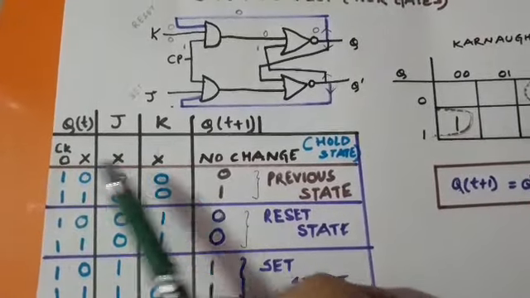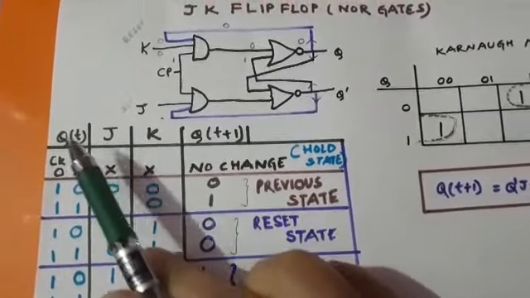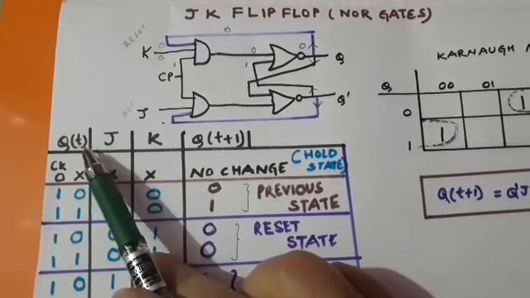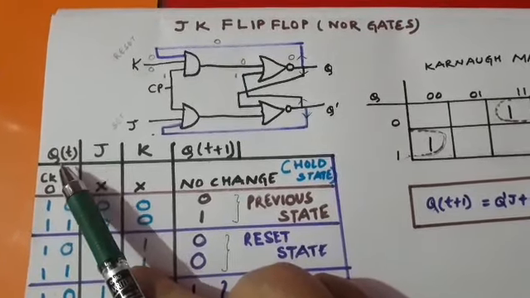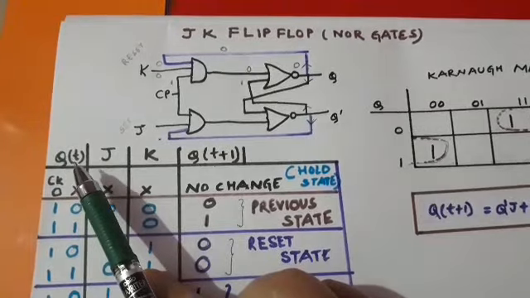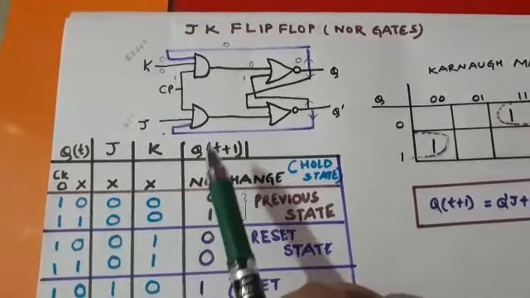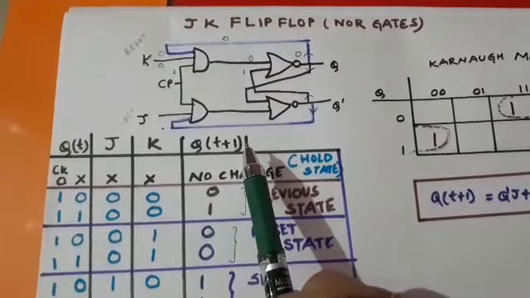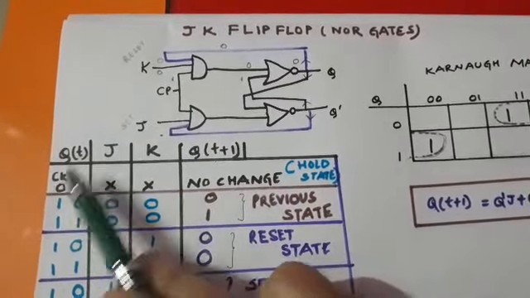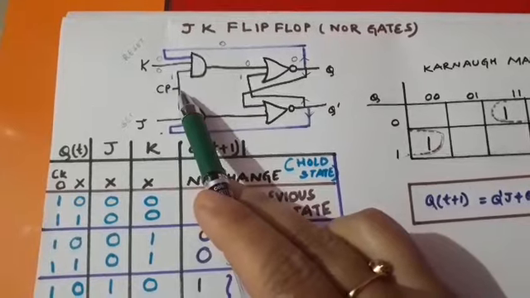As usual, I have the truth table here. The first column is Qt, Q previous. Then, just like R and S, we have here J, K and the new Q, Qt plus 1. And then of course we have the clock pulse here. So this indicates this pulse.